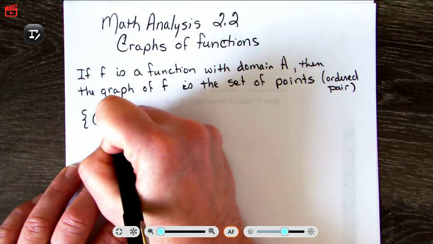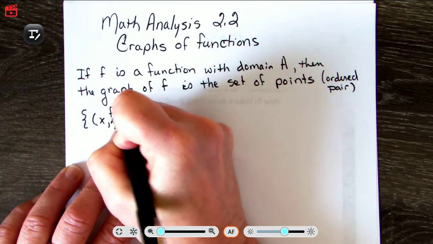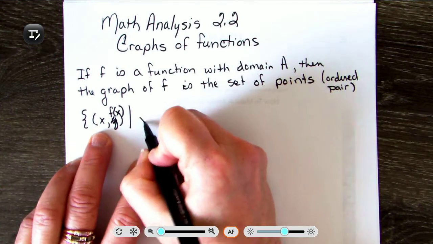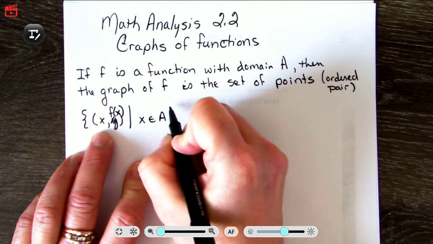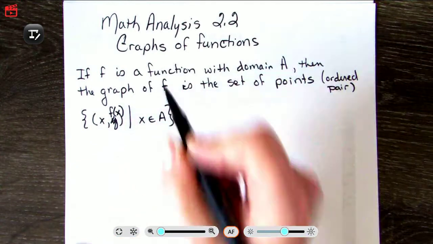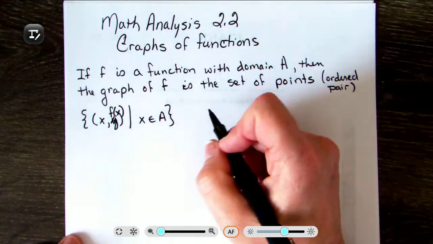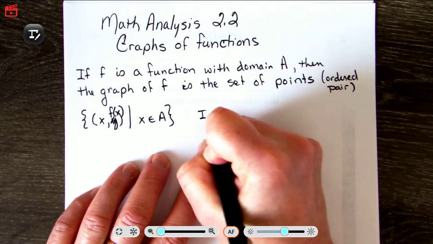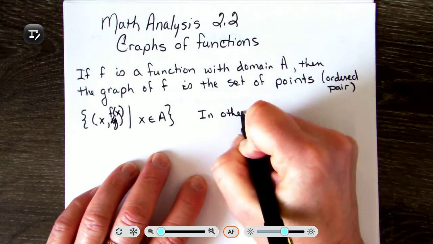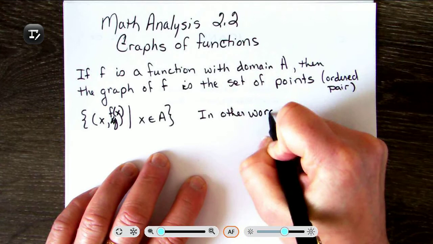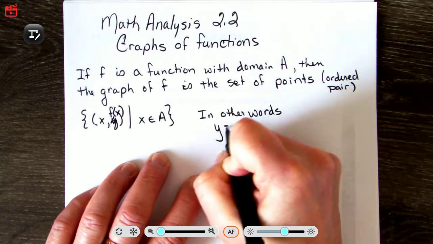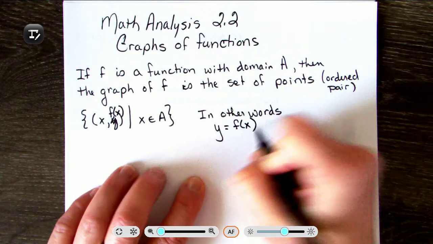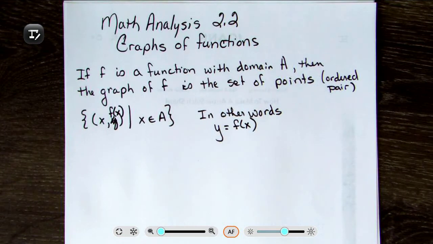this should be an f of x. So in other words, x is going to be in the domain, and f of x is going to be the output. So that's another way of thinking of that. In other words, we're going to let y be f of x. So we're going to kind of use those interchangeably.